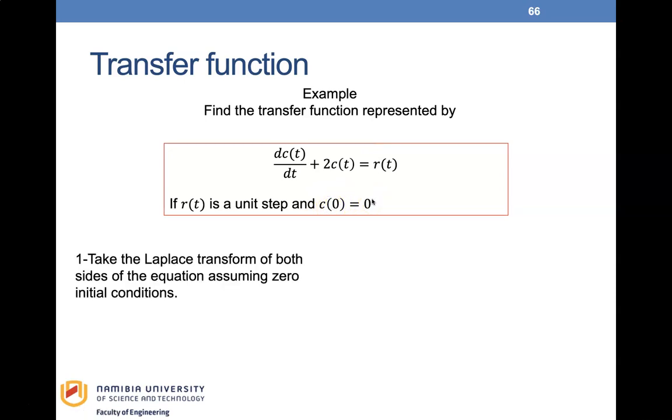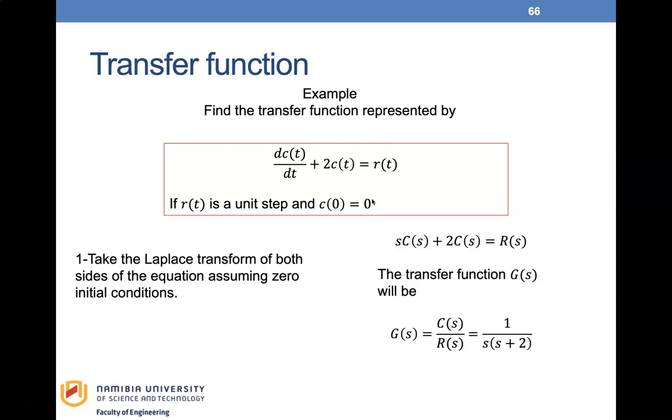So in this case, the first step is to take the Laplace transform of both sides of the equation, assuming 0 initial conditions. This makes it very easy. The d/dt of c of t will just be s c of s, plus 2 c of s, and this will be equal to r of s. So the transfer function g of s will be given as c of s over r of s. So from here you can find c of s over r of s, and it will give you 1 over s plus 2. We are told that our r of t is a unit step, and the unit step is 1, and the Laplace transform of 1 is 1 over s.